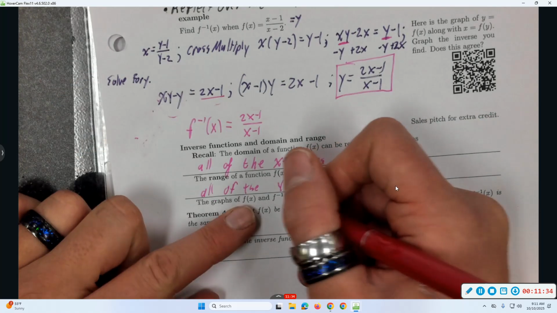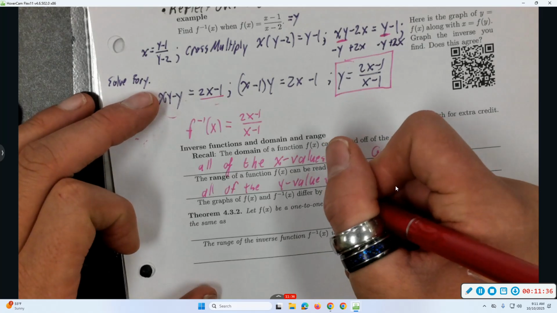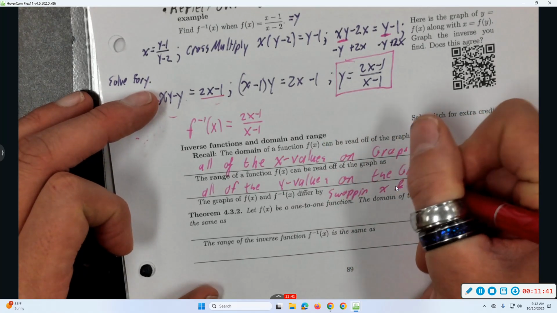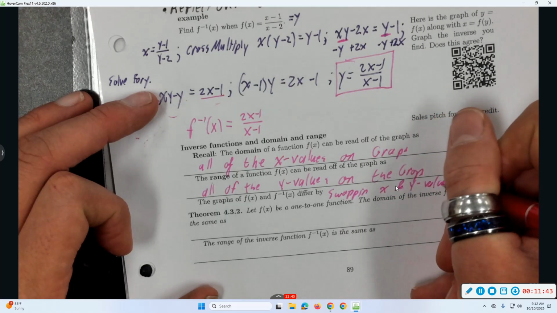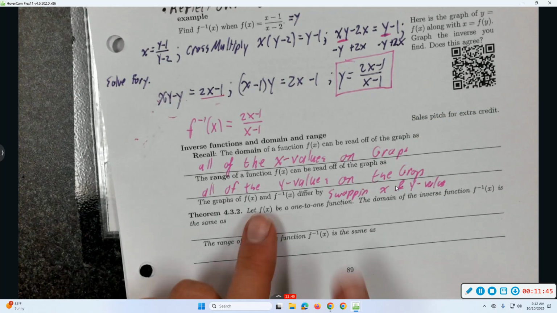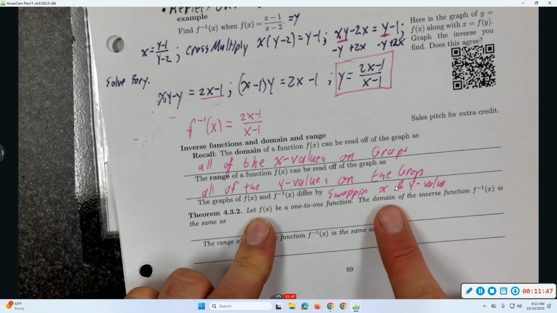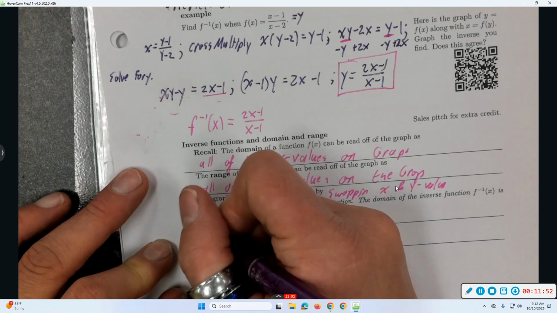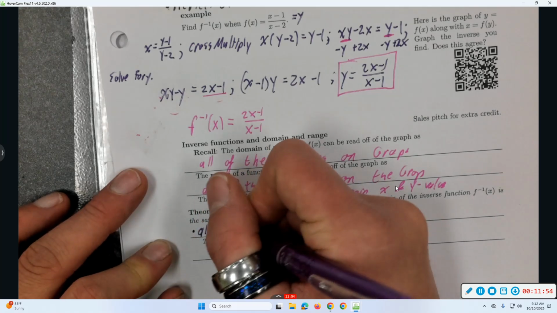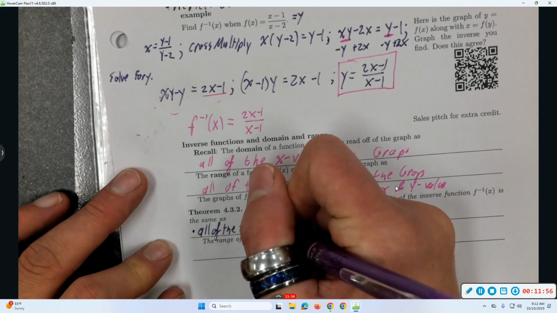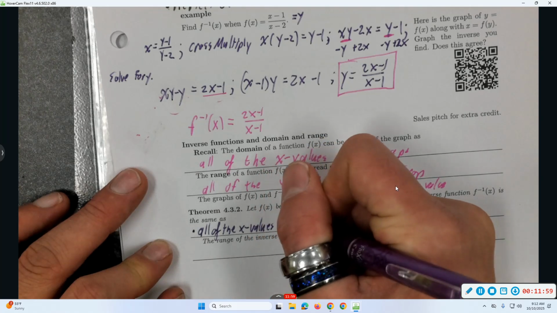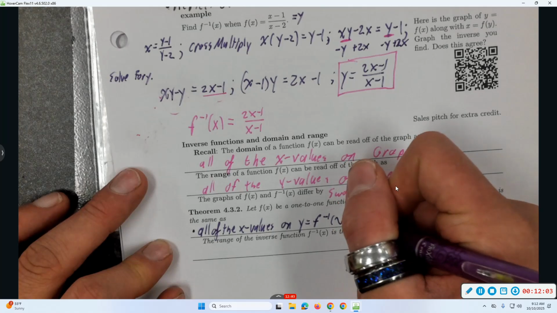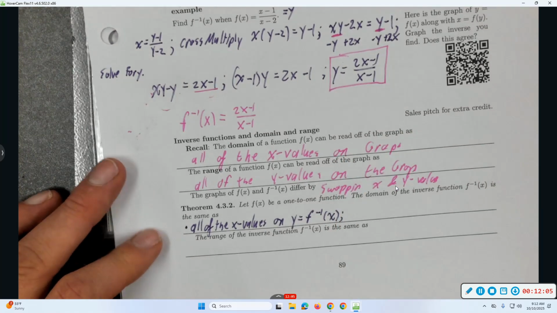Cool. Well, the graphs of f and f inverse differ by just swapping x and y values. So let's think about what that means. If I give you a one-to-one function and ask you for the domain of the inverse function, I'm going to write a few steps. That's going to be all of the x values on y equals f inverse of x. Fair enough?